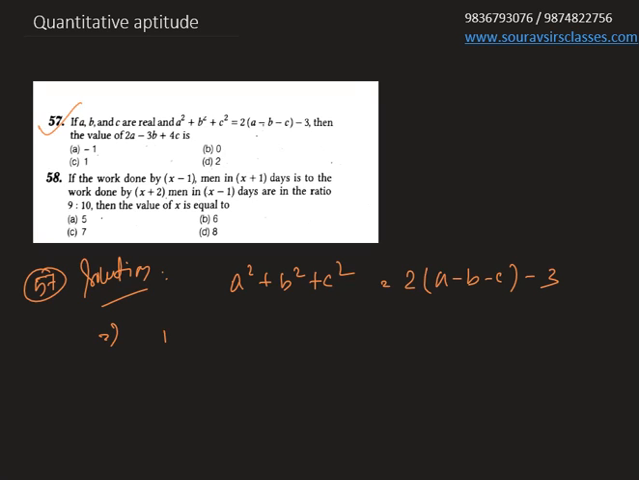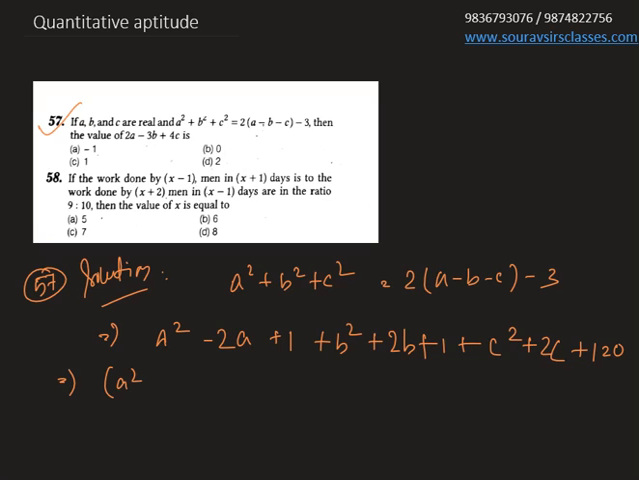Now we can write it as a square minus 2a plus 1, plus b square plus 2b plus 1, plus c square plus 2c plus 1 equals 0. Now we can write it as a square minus 2a plus 1 in a first bracket, b square plus 2b plus 1 in a bracket, and lastly c square plus 2c plus 1 in a bracket.